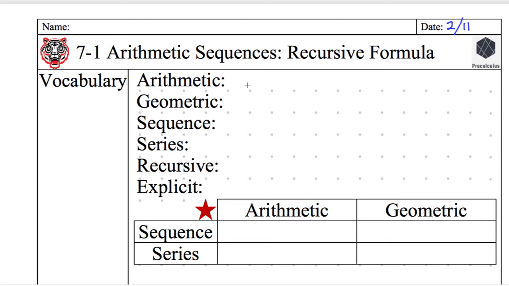Arithmetic. There's only two things that you need to know for arithmetic. It's plus or it's minus. You're either adding or subtracting. Geometric, what do you want to guess? Multiplication or division. Yeah, multiply or divide. All right, so those are your basic definitions for arithmetic and geometric.